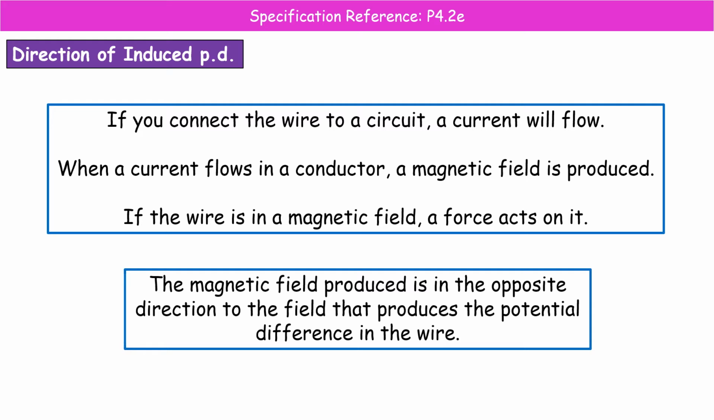Why do we do this? Well, if we actually connect that wire into a circuit, then we've got a complete circuit and therefore current is going to flow, because we've got potential difference that we're inducing. When current flows in a conductor, then a magnetic field will be produced. So what we find here is if that wire is in a magnetic field, then a force is going to act on it. The magnetic field being produced is in the opposite direction to the field that produces the potential difference in the wire. So what we're really seeing here is that we're getting the ability to create some form of movement through the fact that as that current flows through our conductor, we're generating a magnetic field. That magnetic field interacts with the pre-existing one, and therefore a force is going to act on the wire itself.